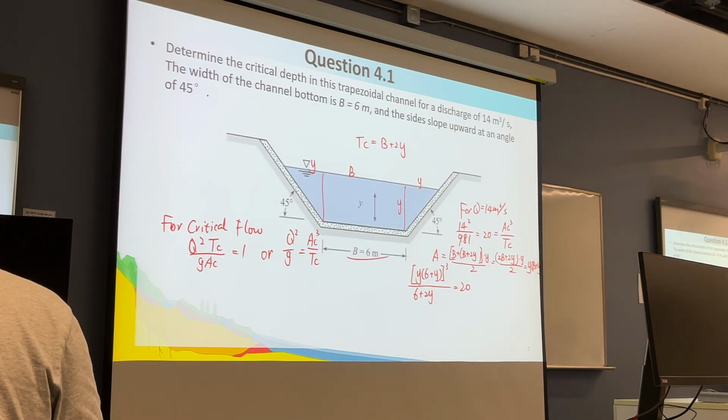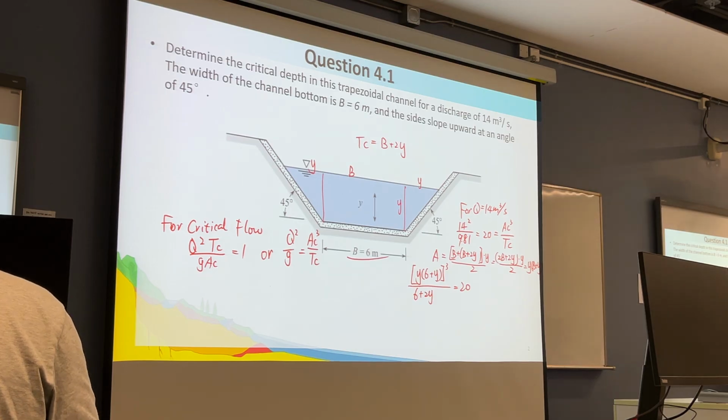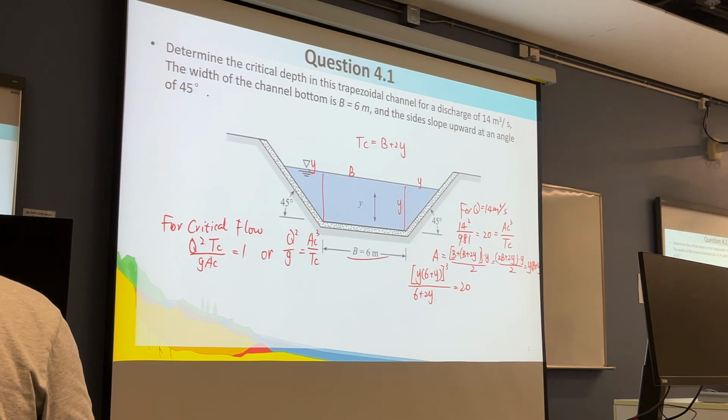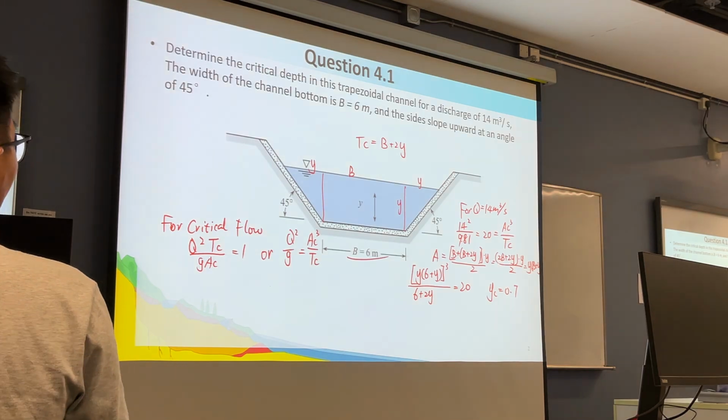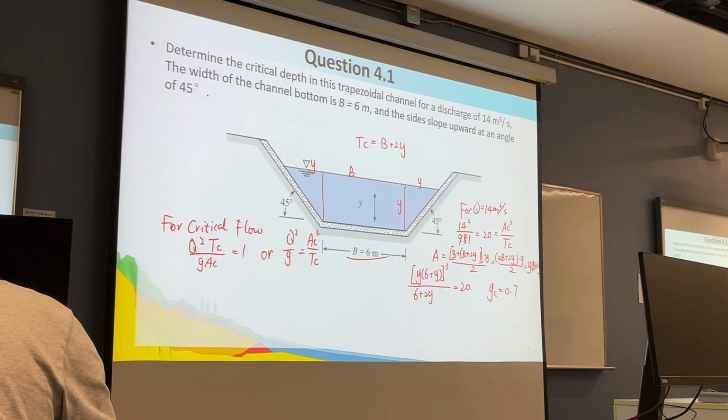Now, also we need to try the y out, okay? We need to try out the y. That is for trial and error, okay? So you use different water depth to try it. So finally, the YC is found to be about 0.78. I remember it's about 0.78. You can try later, okay? This is to answer the question.